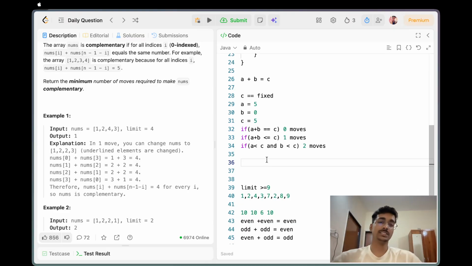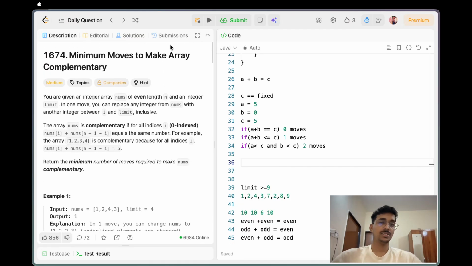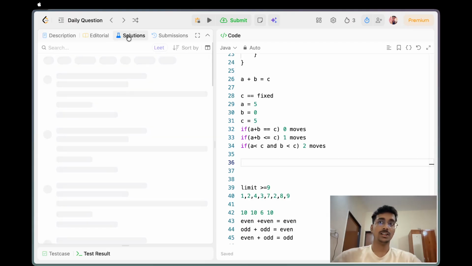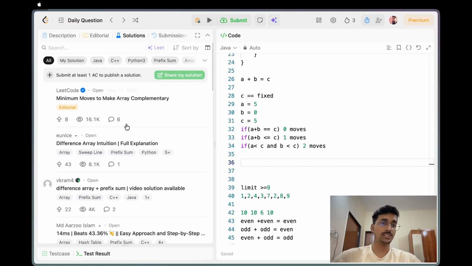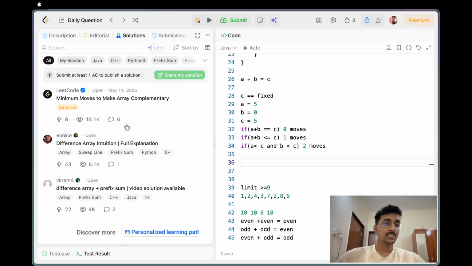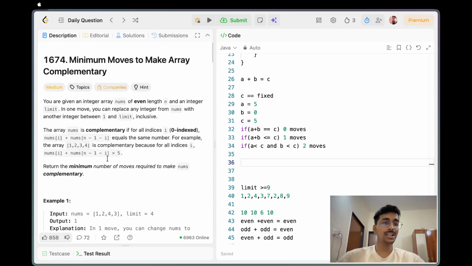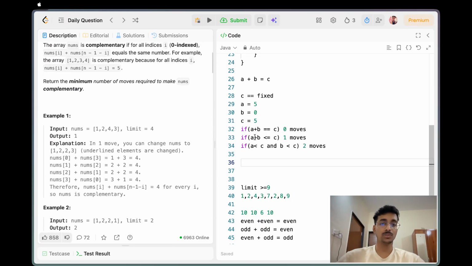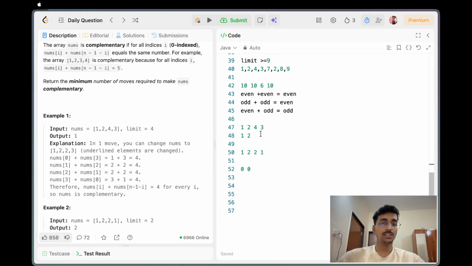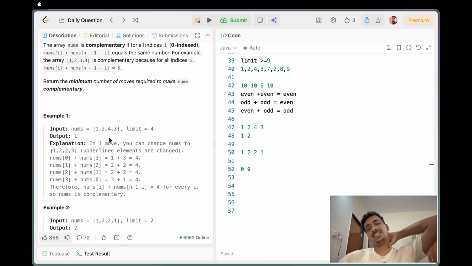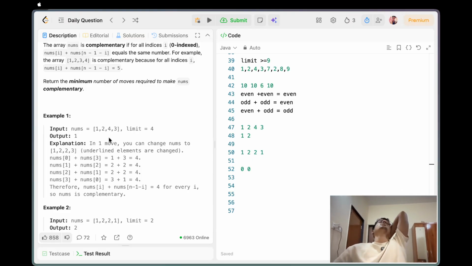Crazy bro, crazy. I don't think I will be able to do it right now. I have only 10 minutes remaining. Difference array intuition. Wait. What will I do with the difference array, bro? Let's say I have the difference array and then what? Difference array and then prefix. What does it mean, bro?